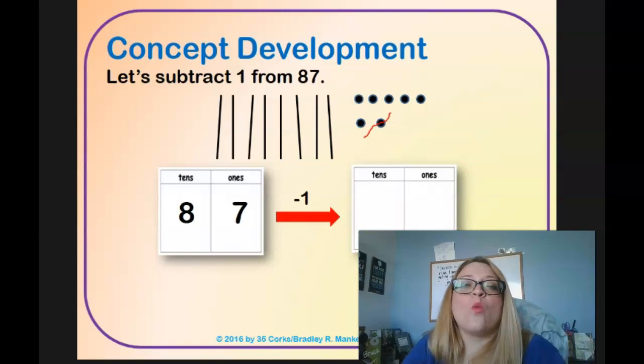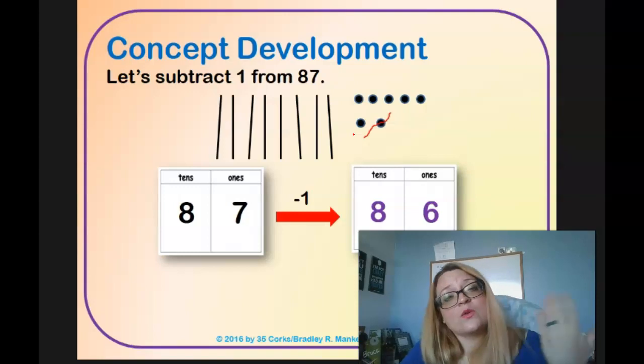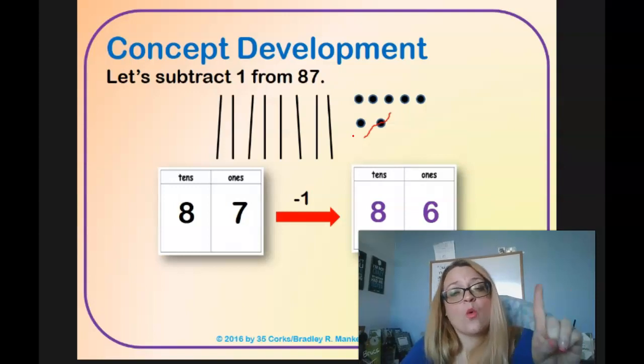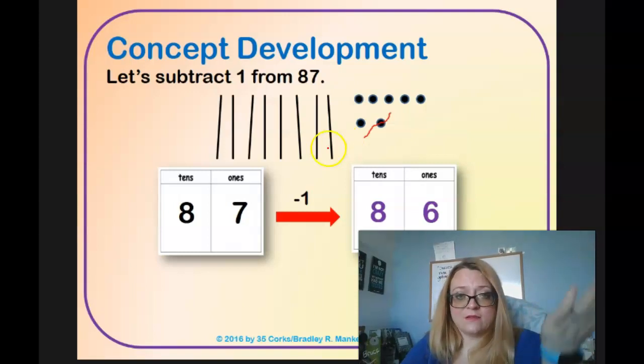So what is 1 less than 87? Let's count our tens. 1, 2, 3, 4, 5, 6, 7, 8. And count our ones. 1, 2, 3, 4, 5, 6. You should have what number? 86. So can you repeat the sentence? 1 less than 87 is 86.